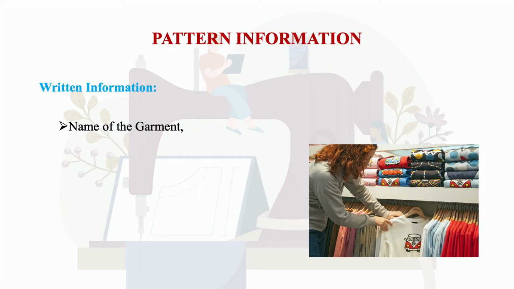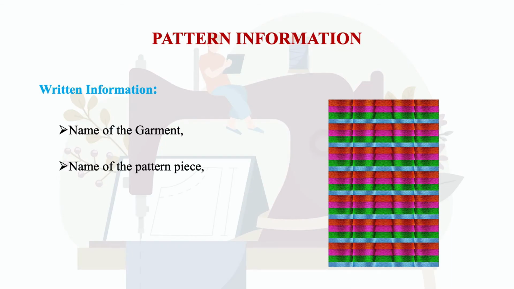Then the second piece of information we need is the name of the pattern pieces, like whether it is the front piece or the back piece of that particular garment. If we are giving the sleeve pattern, we have to write the name of that particular piece, like sleeve, front bodice, back bodice, front skirt or back skirt. In this way we write the name of the pattern pieces. Then the size of that particular pattern, 32, 34, 36, and so on.